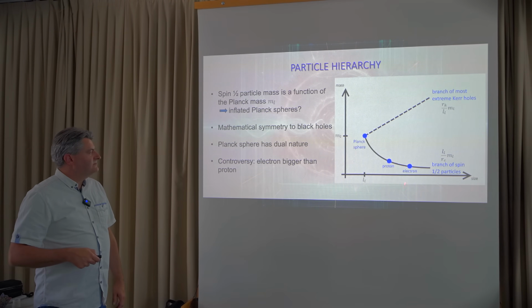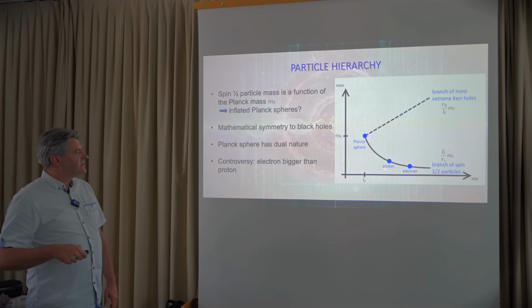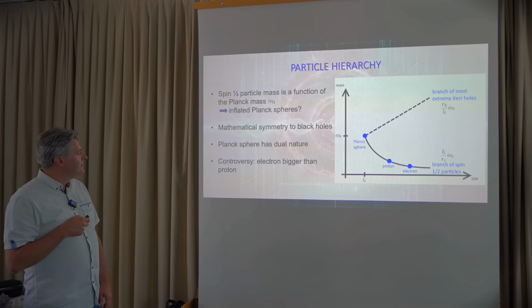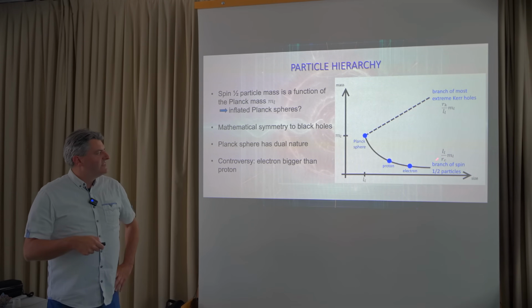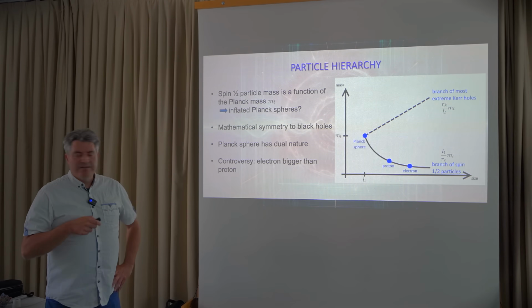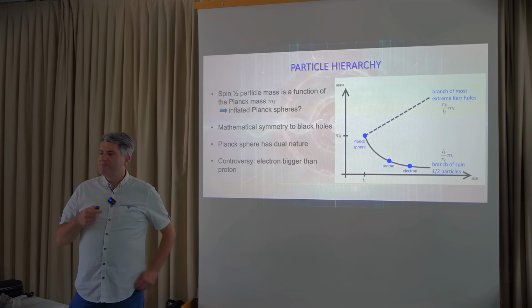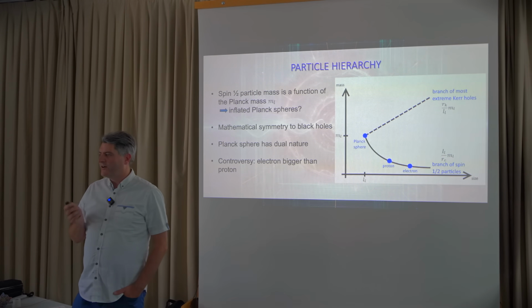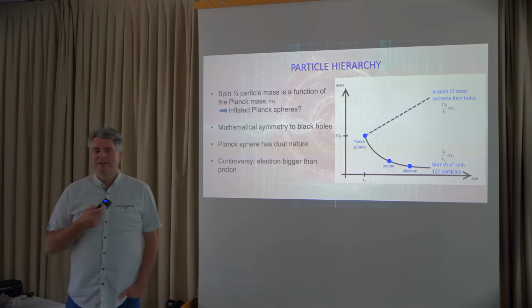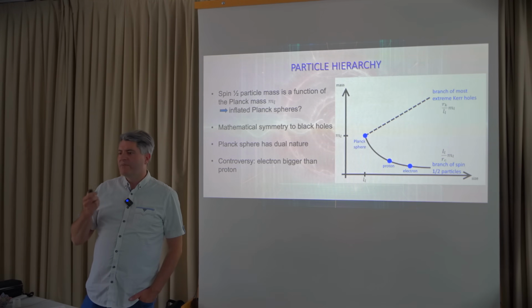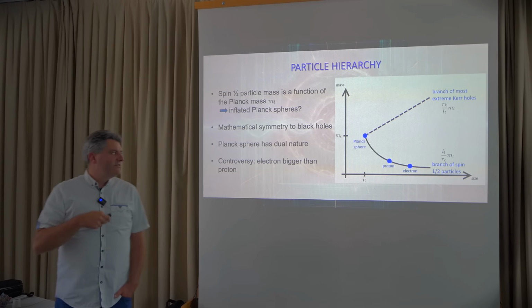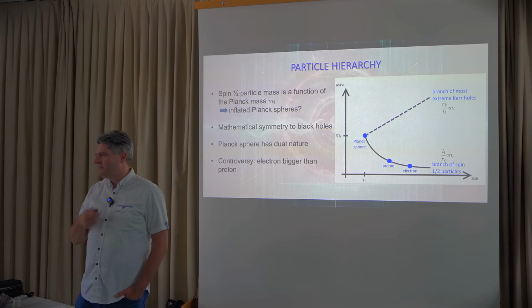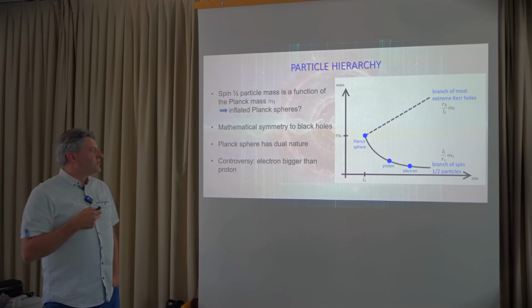And there's also another big controversy here, which is that in the model that I'm talking about, the electron is actually much bigger than the proton. Some people might find that absolutely outrageous, because modern physics says that the electron is extremely small or has no size at all. And here I'm saying the completely opposite, that it is even bigger than a proton.